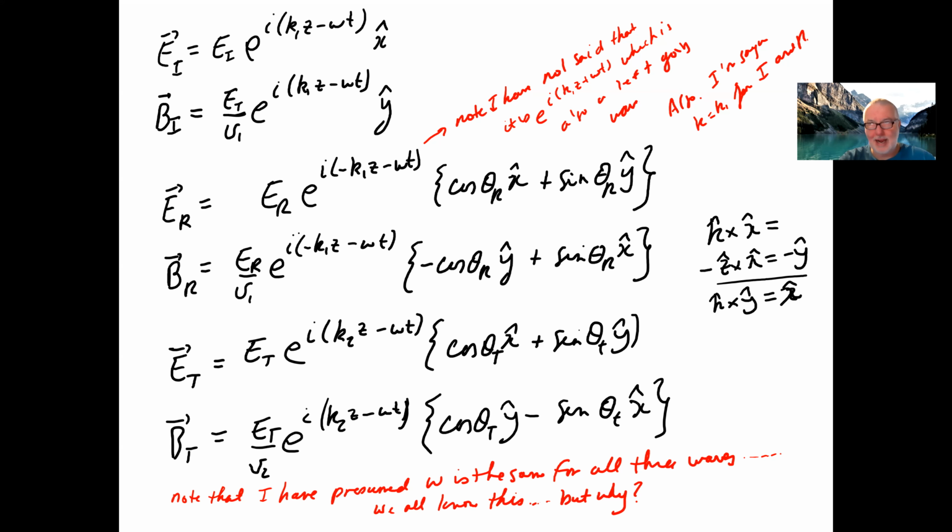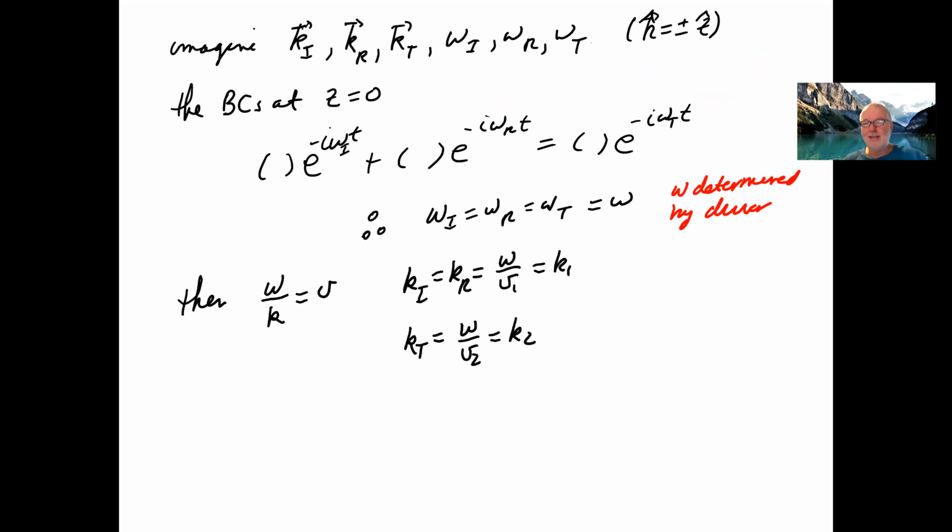Okay, I mean, it makes sense, but things have to do more than make sense. And so imagine if I have k incident, k reflected, and k transmitted, omega incident, omega reflected, and omega transmitted. So I have 3 different wave vectors, 3 different frequencies. Okay, and I'm again talking about normally incident. So all of these 3 wave vectors are in the direction of plus or minus z hat.